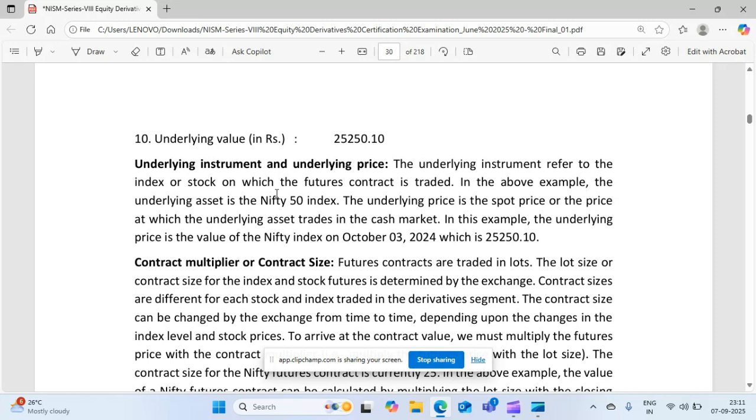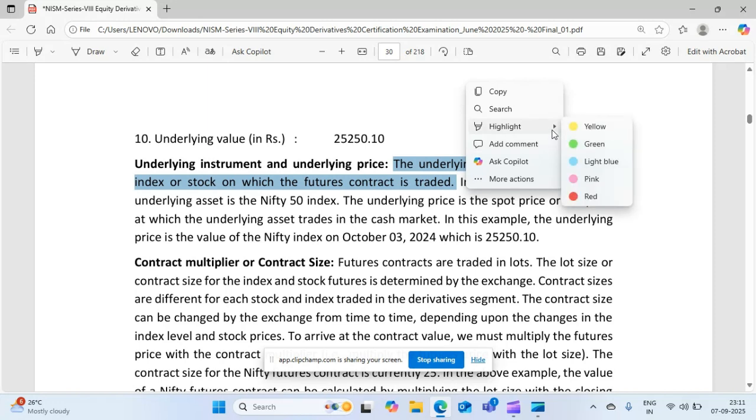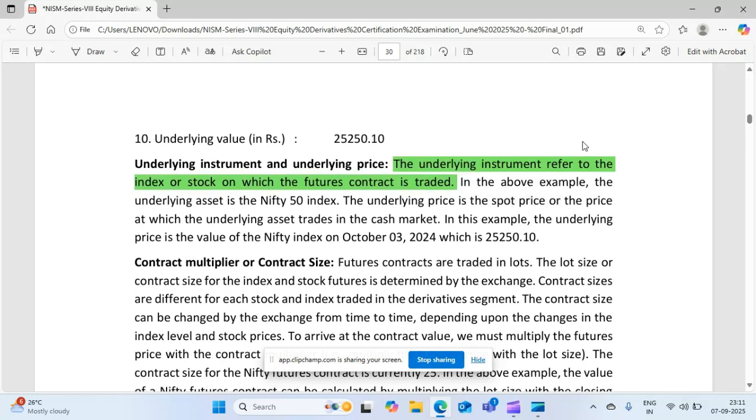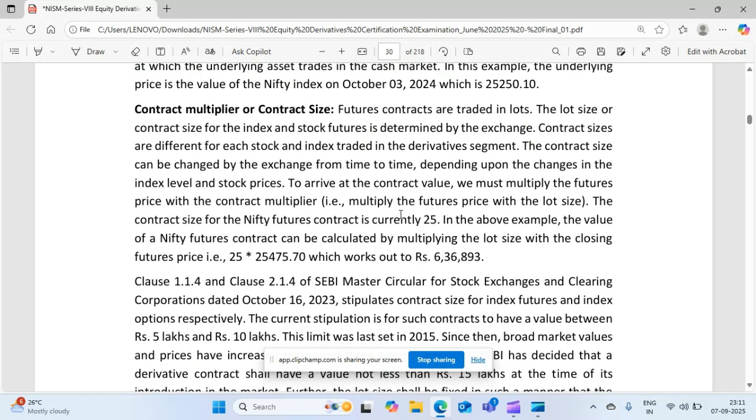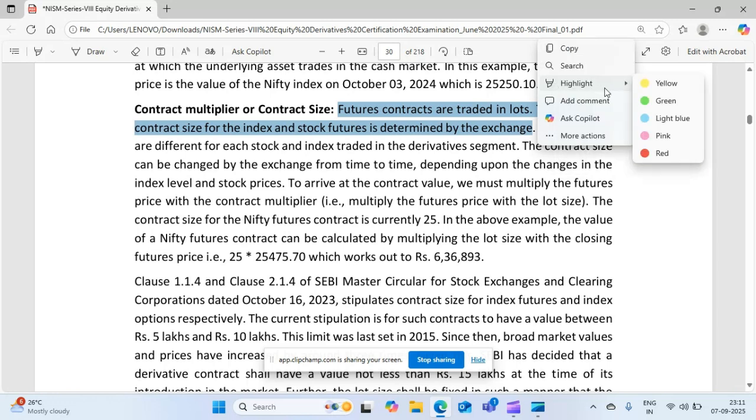So futures contracts are always done on an underlying asset. Underlying instrument refers to the index or stock on which the futures contract is traded. For example, you may trade a futures contract on Nifty, on Sensex, or on a particular stock. Underlying price is the spot price or price at which underlying assets trade in the cash market. There is a contract multiplier, which means futures contracts are traded in lots. Shares can be bought as one also, but here there is one lot that you have to purchase, and this is what is important for us to know.